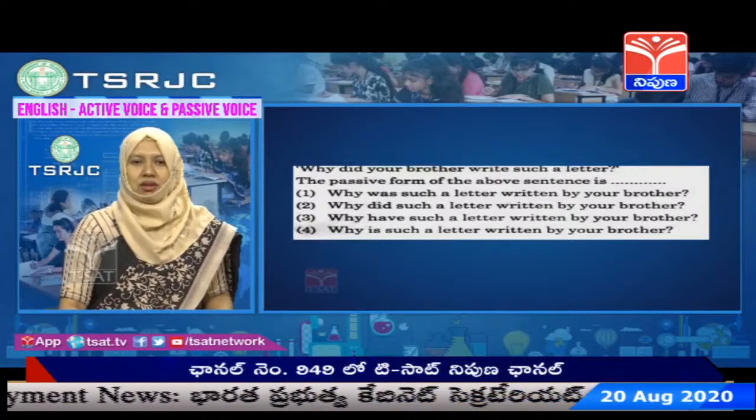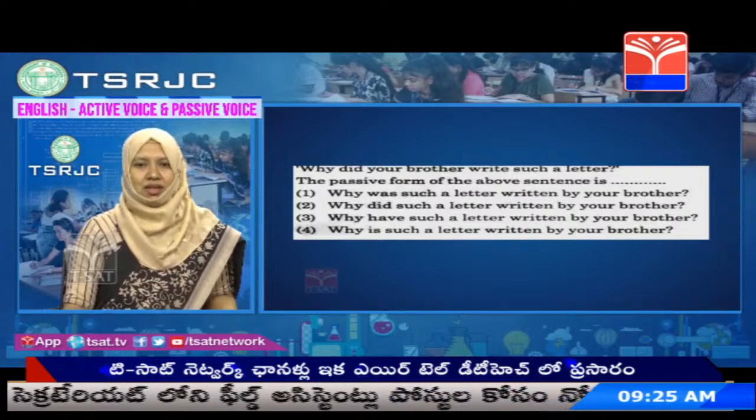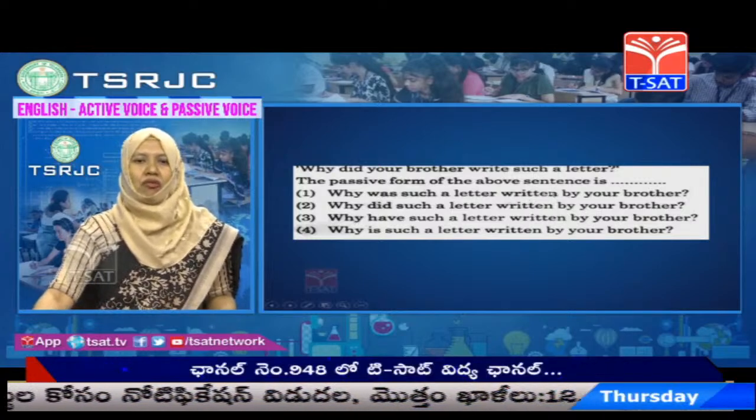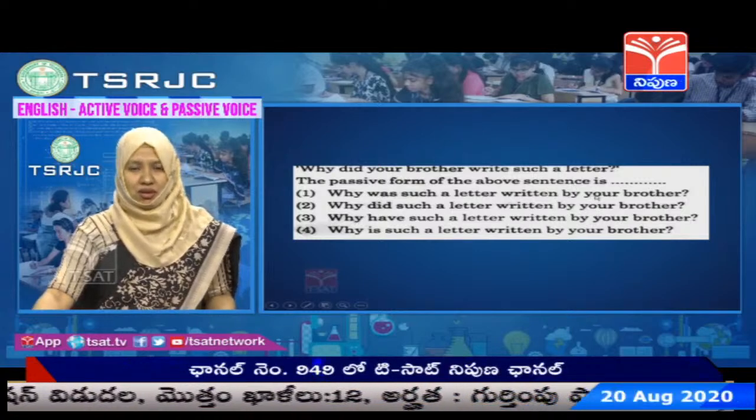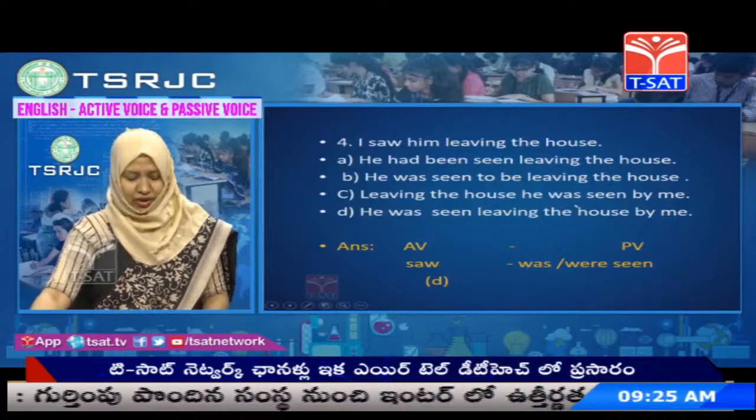Now, you get other kind of questions also sometimes, like why did your brother write such a letter? This is a sample question from previous year. The passive form of the above sentence. What can be the answer for this? Let us see such kind of examples.